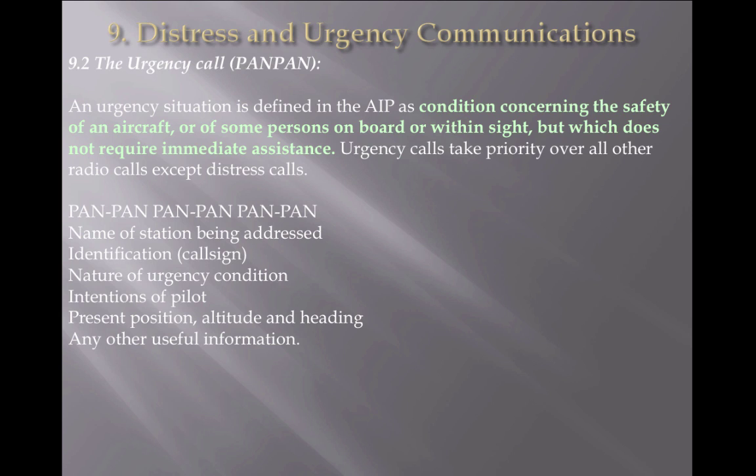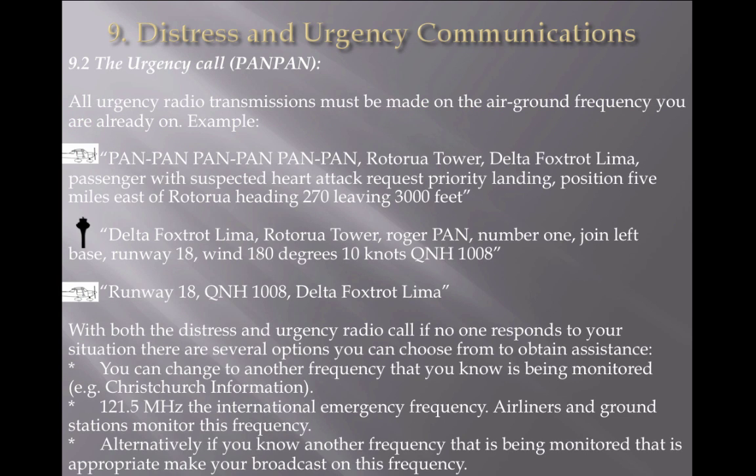It's put together with PAN-PAN, phrased 3 times, name of the station being addressed, identification, call sign, nature of the urgency condition, intentions of pilot, present position, altitude and heading, and any other useful information that will aid. All urgency radio transmissions must be made on the air-ground frequency you are already on.